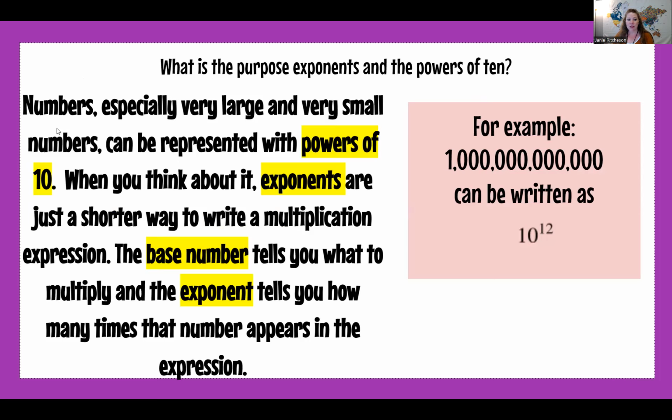When you think about it, exponents are just a shorter way to write a multiplication expression. The base number tells you what to multiply, and the exponent tells you how many times that number appears in the expression. For example, we have this great big number here. This great big number can be written in short form as 10 to the 12th power. Now, what do you notice about how many zeros are up here? You guys count those. Do you notice there's 12 zeros? Hopefully you're going to see that pattern repeat over and over.